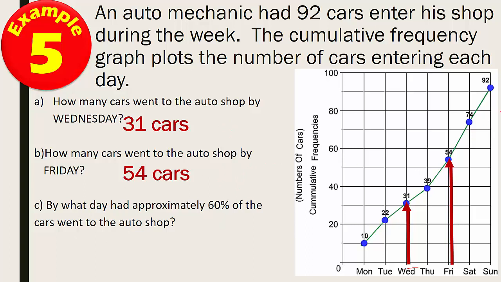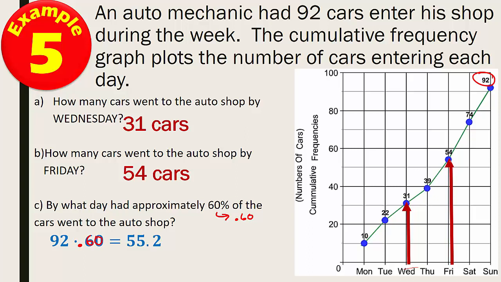60% of the cars, well, we have to find what 60% of our total is, which in this case is 92. So remember to write your percentage as a decimal. 0.60. So notice I have that here, 0.60. And 60% of 92 is 55.2.